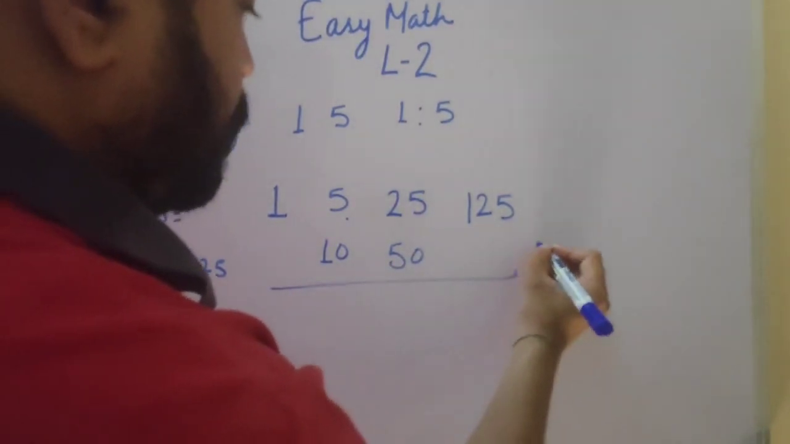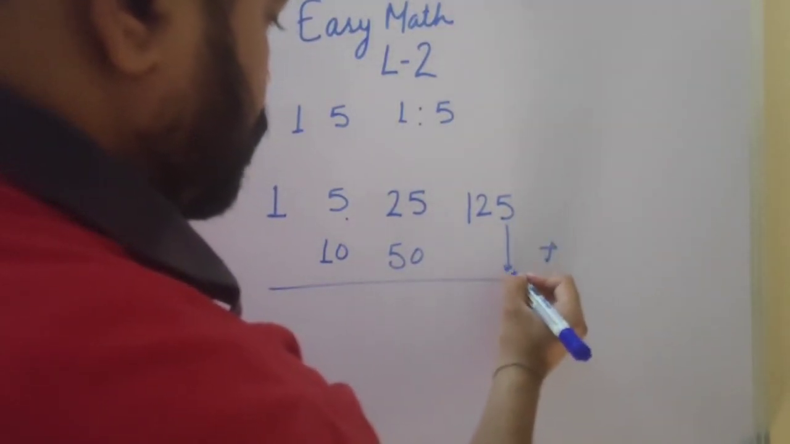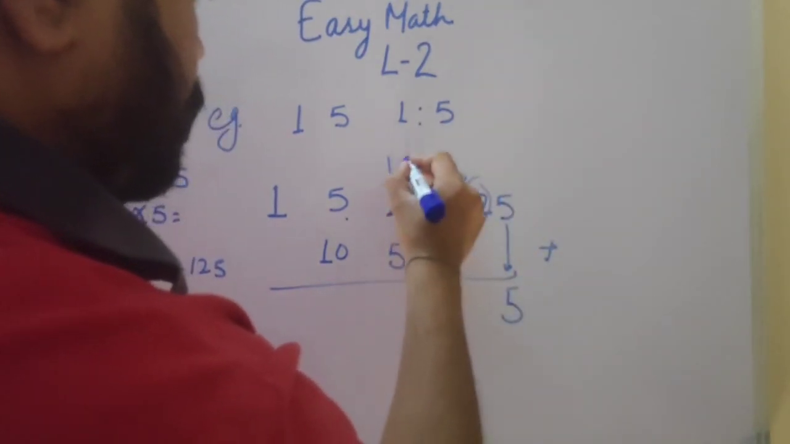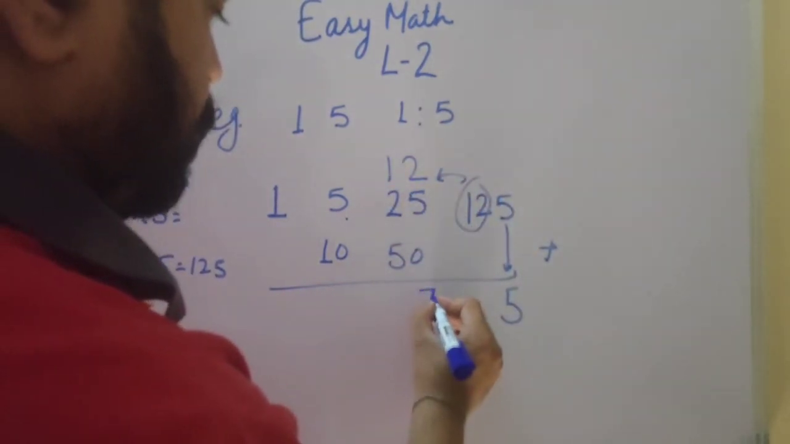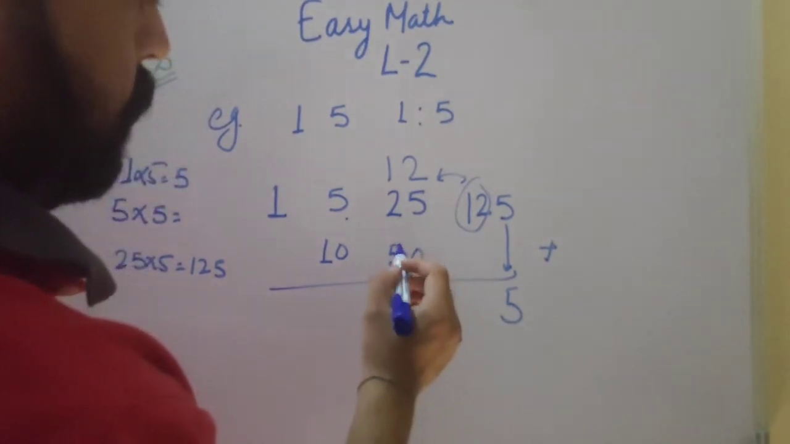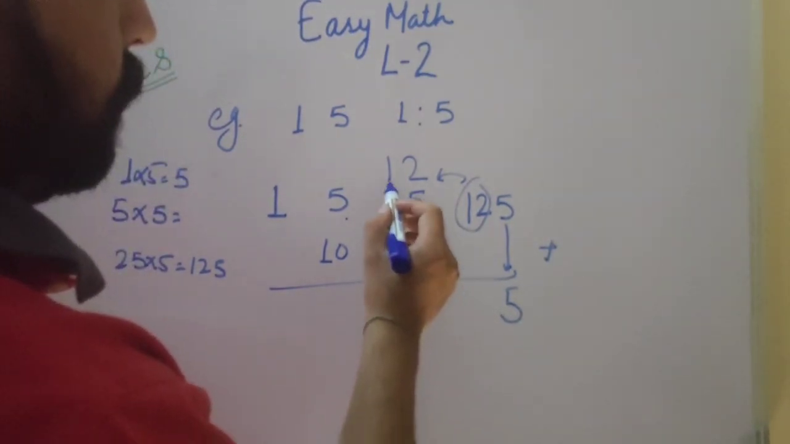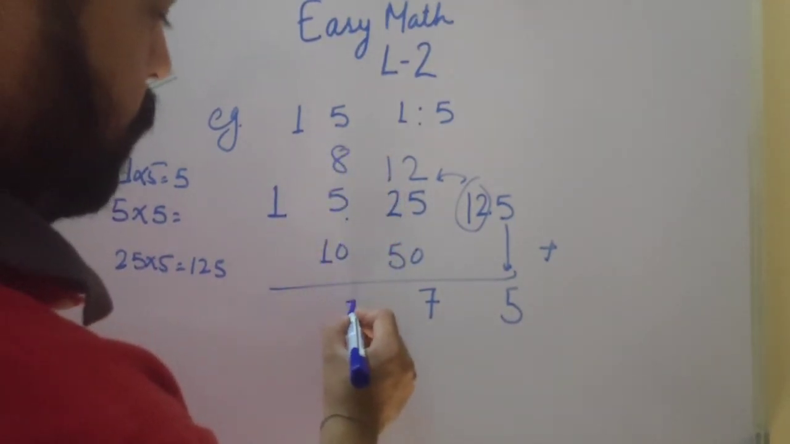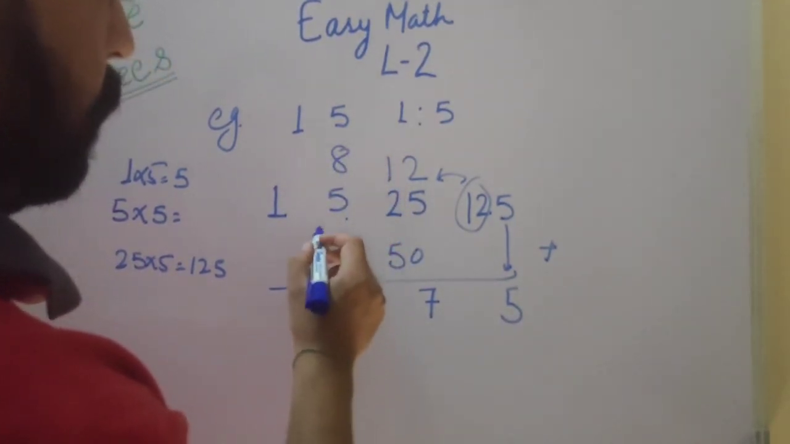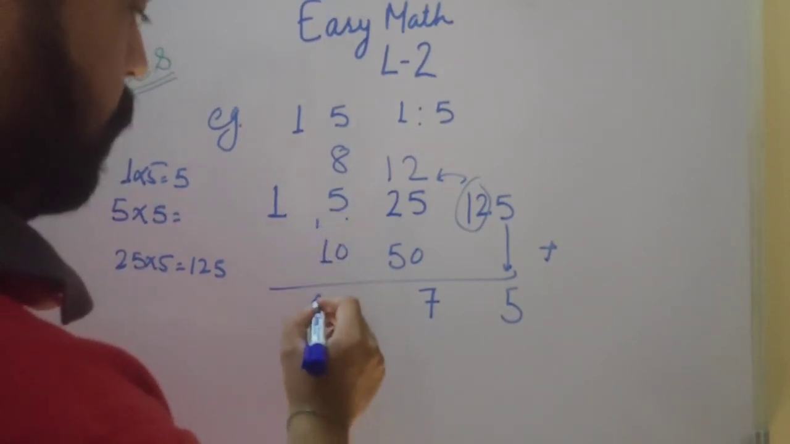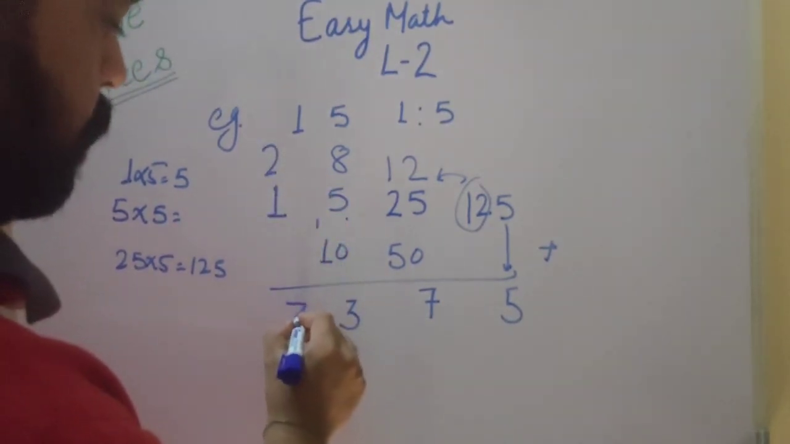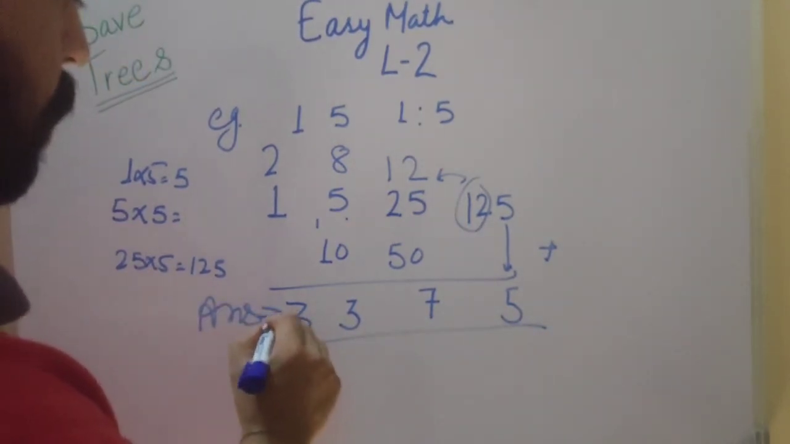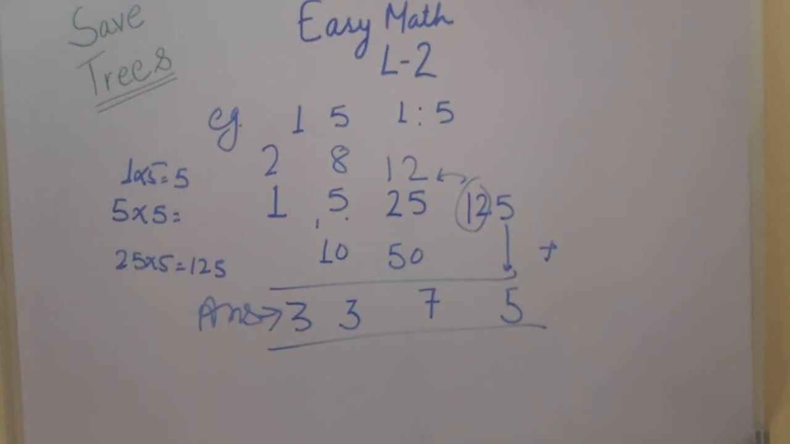Now we add them. So the first digit is 5, we carry the 12 to the next, and it becomes 5 plus 2, 7. Now 5 plus 2, 7 plus 1, 8. So we carry the 8 forward. 8 plus 5, 13. So we take 3 and carry the 2 forward. 1 plus 1, 2, and we carry it forward. 2 plus 1, 3. So in about 10 to 15 seconds you are able to find the cube of any number.